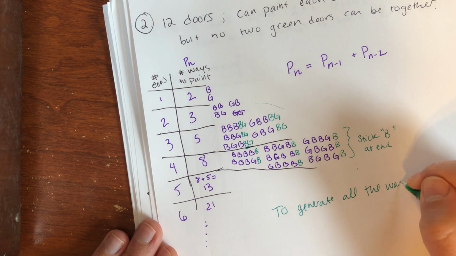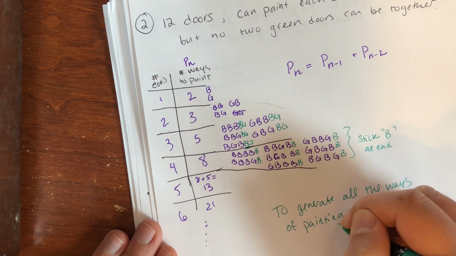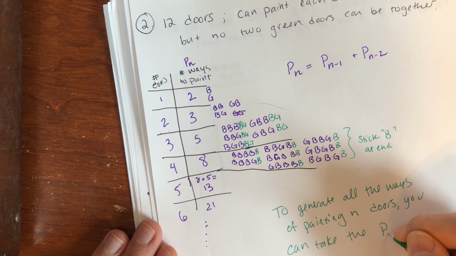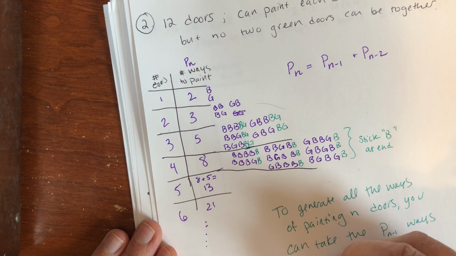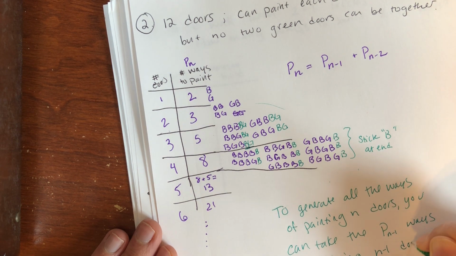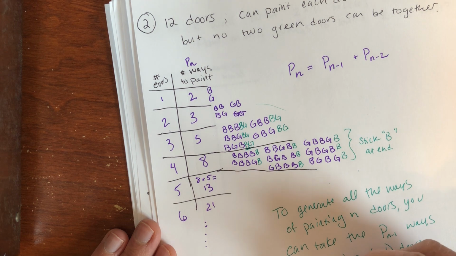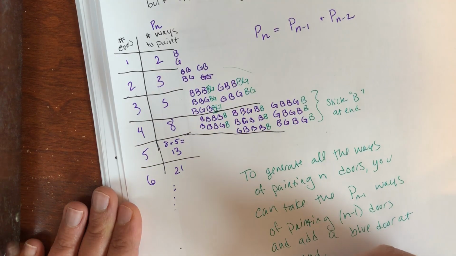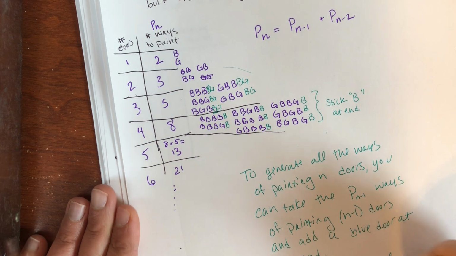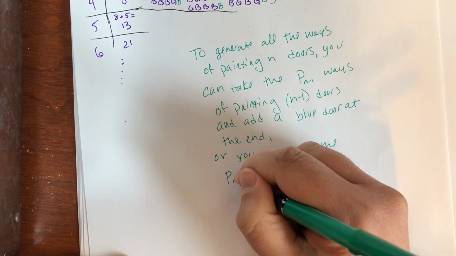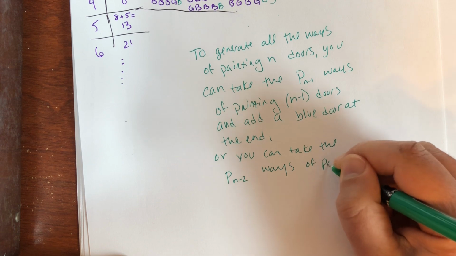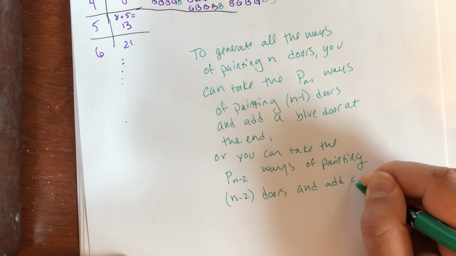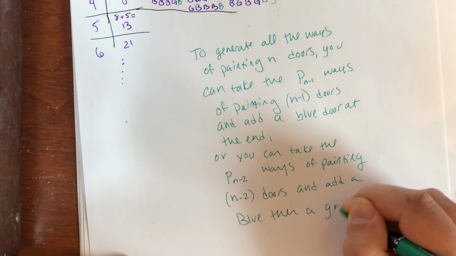And just like before, we can justify this by saying to generate all the ways of painting n doors, you can take the p sub n minus 1 ways of painting n minus 1 doors and add a blue door at the end. Or you can take the p sub n minus 2 ways of painting n minus 2 doors and add a blue, then a green door at the end.